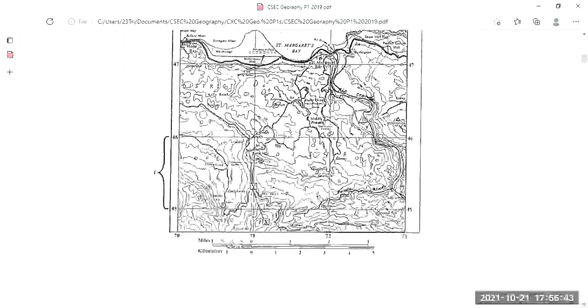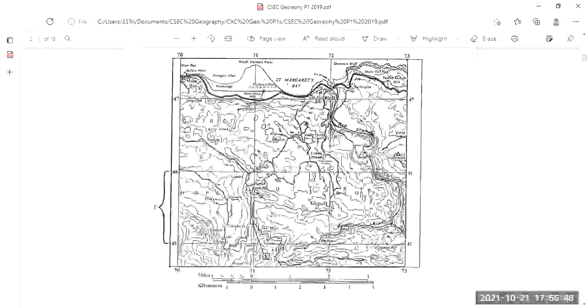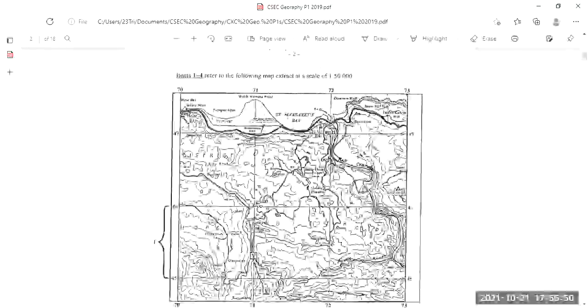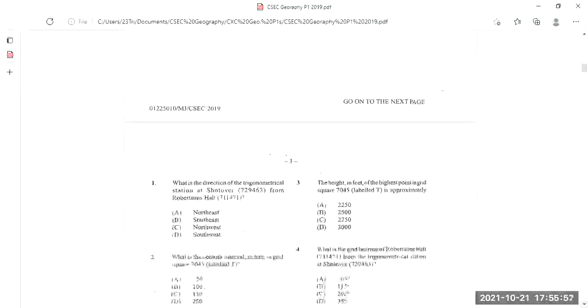So the first one, we're given a map. And for this map we're given, it is actually an extract map at a scale of 1 to 50,000. Okay. Now question 1 asks us this about the map. What is the direction of the trigonometrical station at Shotover? 72, 9, 46, 3. That is the trig station at Shotover.